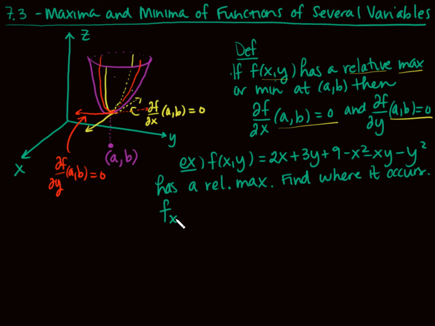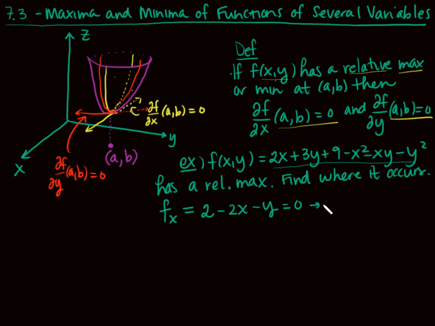F sub x just means the partial of f with respect to x. All right, so I'm going to take that of this function right here, and I would get 2. The 3y goes away, the 9 goes away, get minus 2x, and then minus y, and everything else goes away. And I'm going to set this equal to 0, of course.